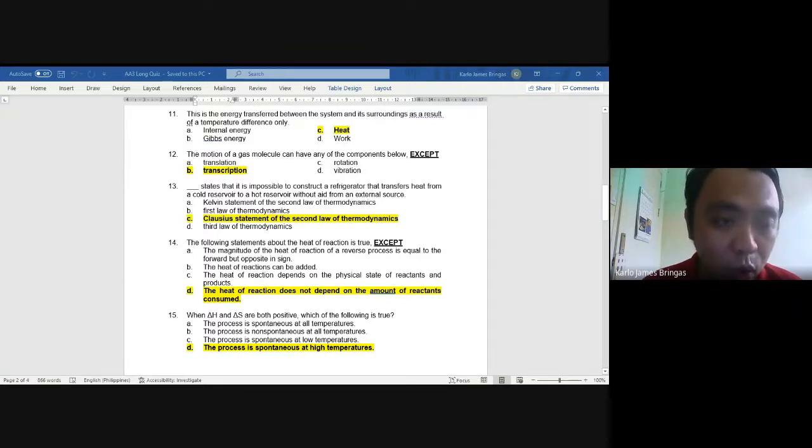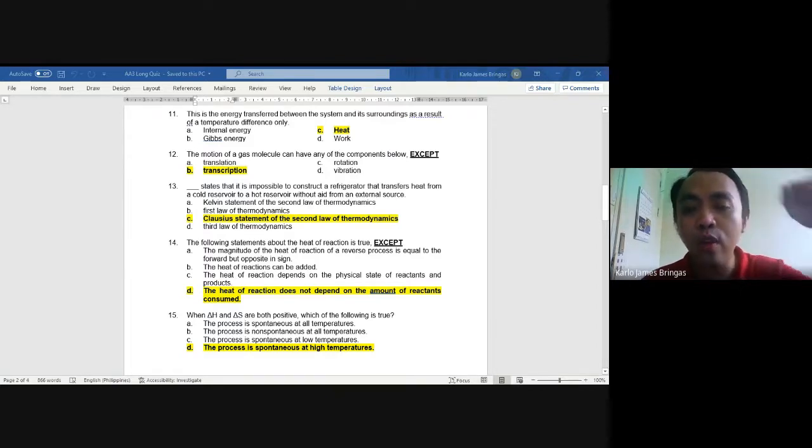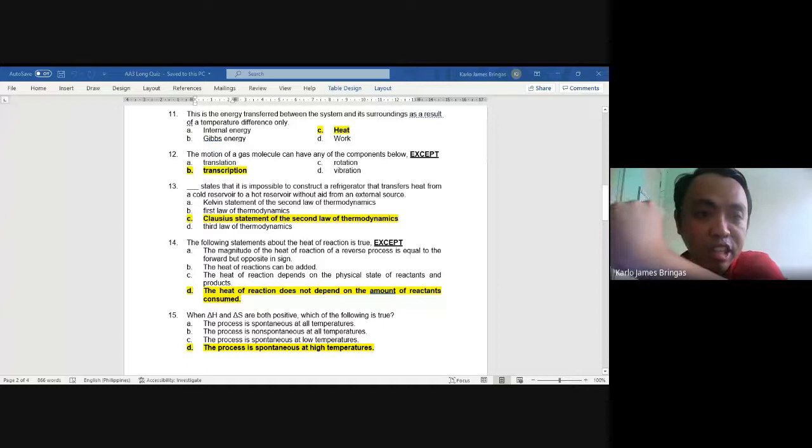And we also have number 12. Number 12 comes from the PowerPoint that I shared with you guys. This is an additional material that I added on to our LGs. Our gas molecules can have any of the following components of motion except for transcription. For those who are bio-oriented, transcription is related to that one. When we talk about translation, translation is the motion going from point A to point B. So this motion is translation.